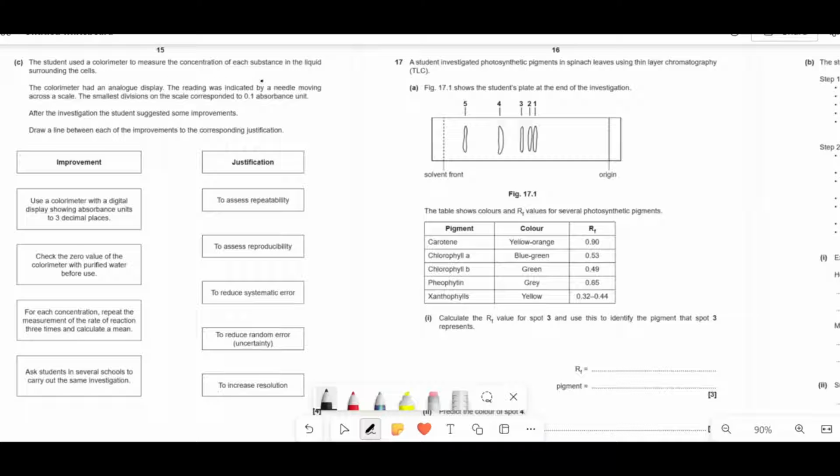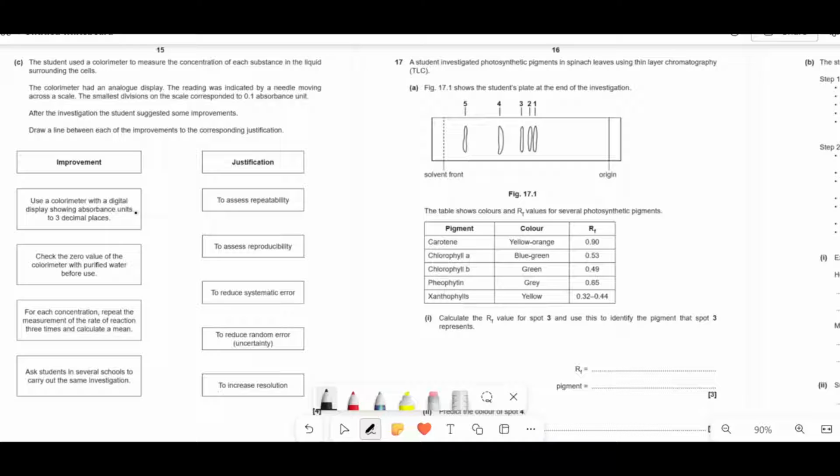So the student used a colorimeter to measure the concentration of each substance in a liquid surrounding the cells. The colorimeter had an analog display. The reading was indicated by a needle moving across the scale, so the needle literally would just wiggle like that, side to side, and the smallest division was 0.1 absorbance units. After the investigation, the student suggested some improvements. Draw a line between the improvement and its corresponding justification.